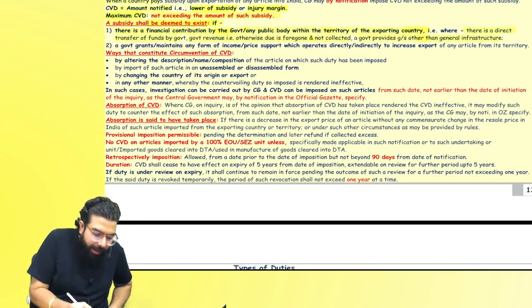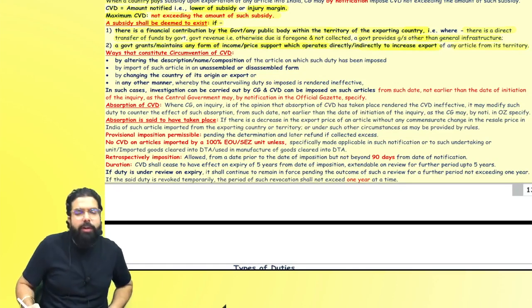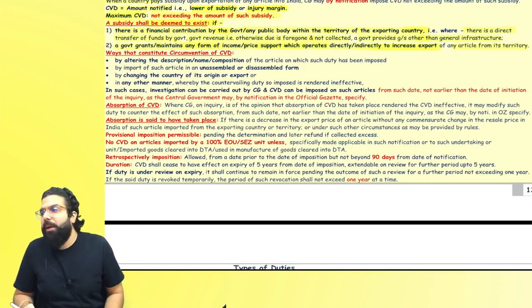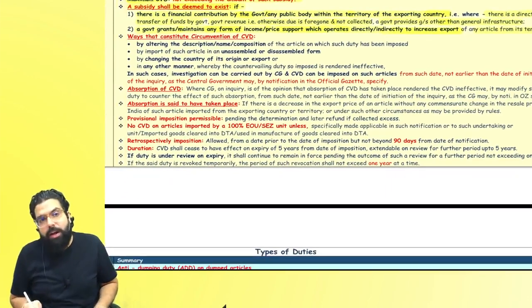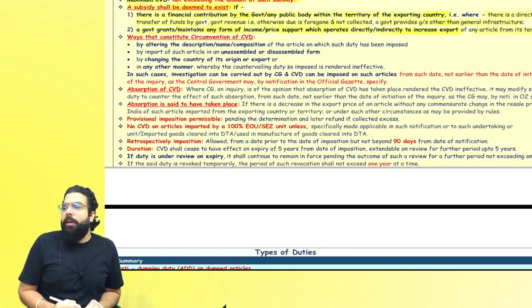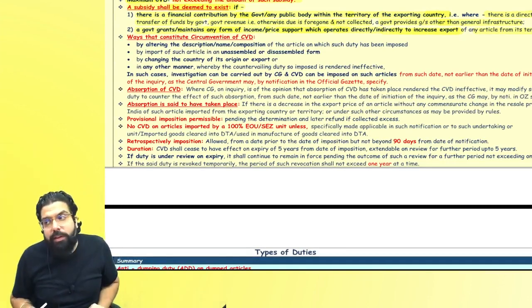The next one over here is government grants or maintains any form of income or price support which directly or indirectly increases the export of any article into India. So if government is going ahead and maintaining any form of support or grant, then in that scenario also it will be deemed that there is a subsidy in that country, and Indian government will charge what? CVD on subsidized article, which is subsidy or injury, whichever is lower.